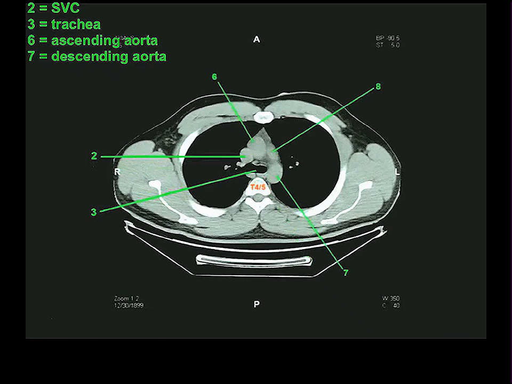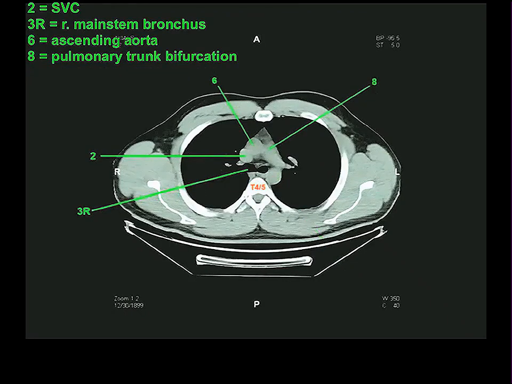2 was always the superior vena cava. It was the superior vena cava when it was to the right of the arch, and superior vena cava when it's to the right of the ascending aorta. But we are now to the left of the ascending aorta, starting to get the very top of the pulmonary trunk bifurcation, which is to the left of the ascending aorta. If we continue down, again, ascending aorta, pulmonary trunk bifurcation, and the trachea is split even further into a right main stem bronchus and a left main stem bronchus.